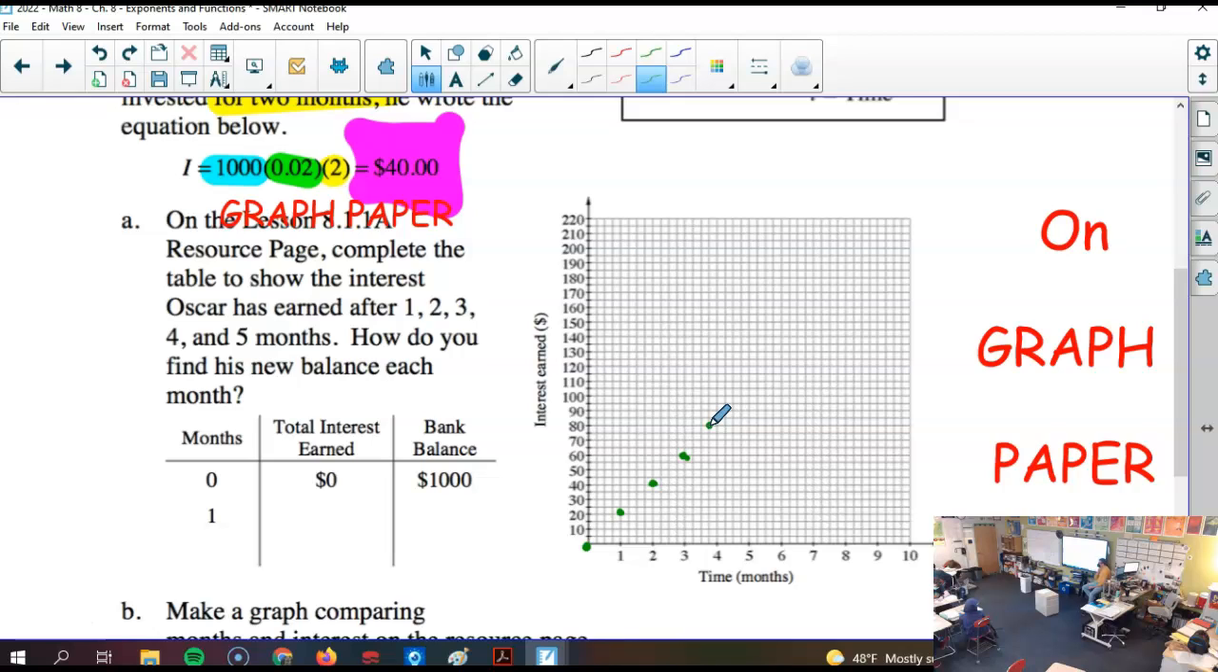But Oscar wants to know something. He wants to know where he wants to go to school, right? He wants to know how long it will take him to make $800 in interest. So, Oscar, talk with your team. Is there a way that we could figure out, and I don't think we need the graph to go that far because my graph doesn't go up to 800, how long it will take Oscar to make $800?